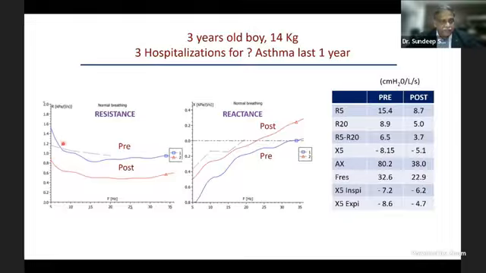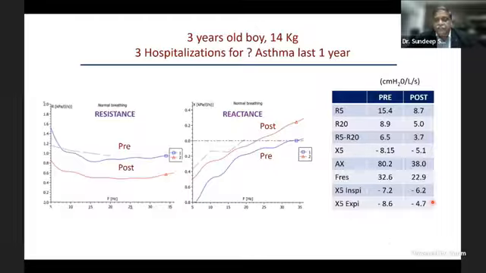Now look at the shape of these curves, pre-bronchodilator, post-bronchodilator. This is reactance, pre-bronchodilator. You can see the resonant frequency is almost 35 over here. The X5 is minus 8.15. And look at the bronchodilator response. The resonant frequency has shifted. The area of reactance has become smaller. Here are the numbers, if you want to believe in the numbers.